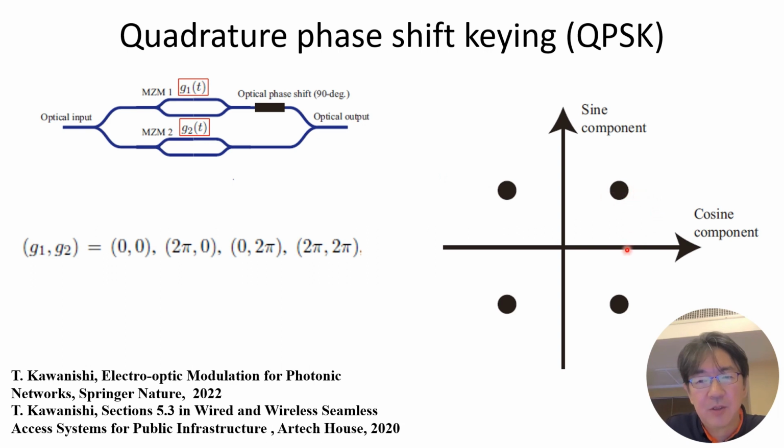If we put 0 to these 2 Mach-Zehnder modulators, we can get this component, because the cosine component is 1 and the sine component is equal to 1. And by changing the phase shift in Mach-Zehnder modulator 1 and 2, we can select the symbols from 4. This is the basic configuration of the quadrature phase shift keying, and it's commonly used for large capacity transmission systems.